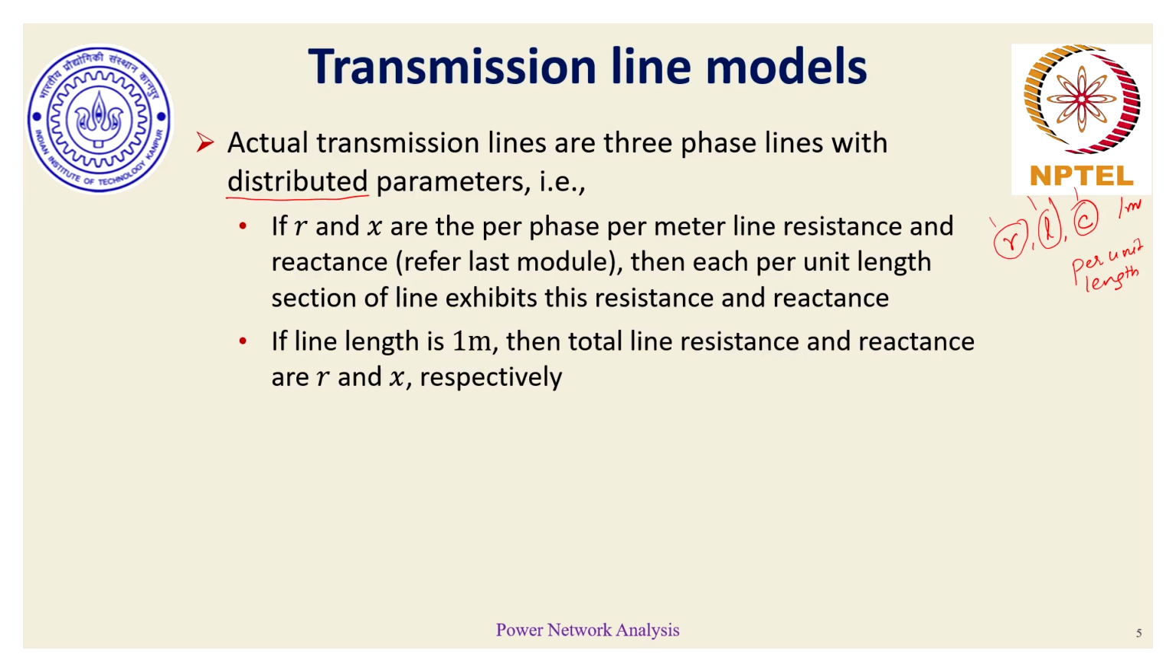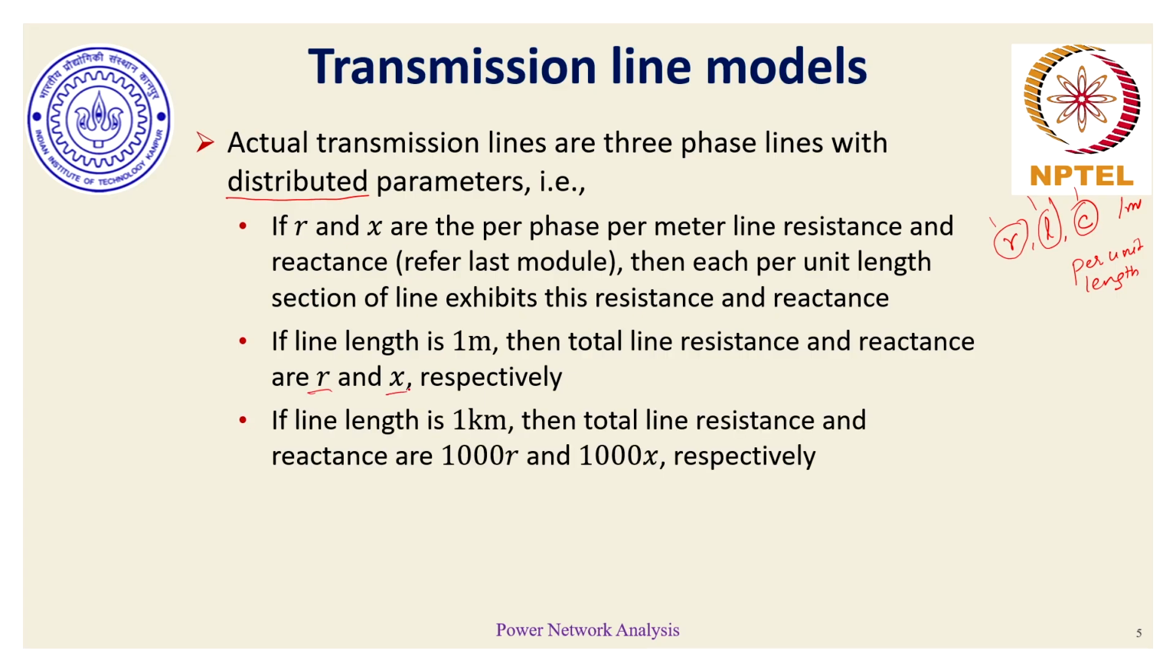So if the line length is 1 meter, then the total resistance or reactance is R and X. If the line length is 1 kilometer, then the total resistance or reactance is 1000 R and 1000 X, assuming R and X are evaluated on a per meter basis.